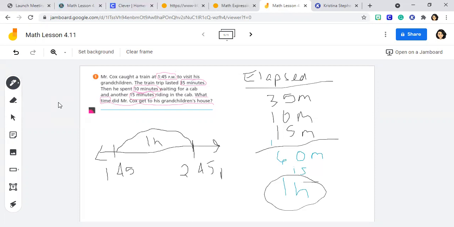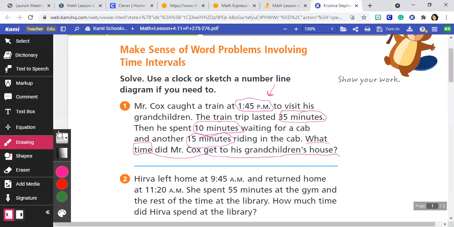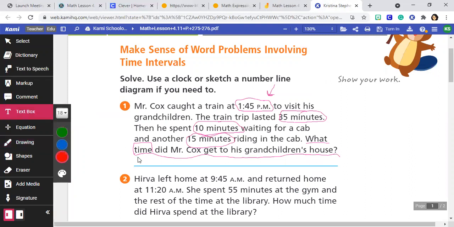2:45 p.m. So what time did Mr. Cox get to his grandchildren's house? Let me go over here. I am going to put my answer right here.